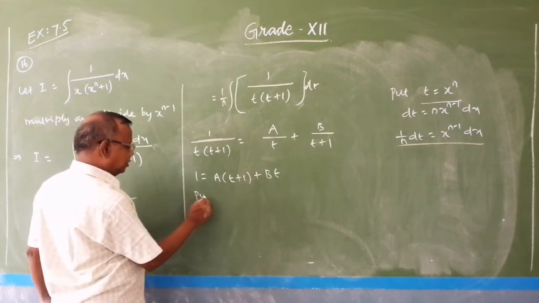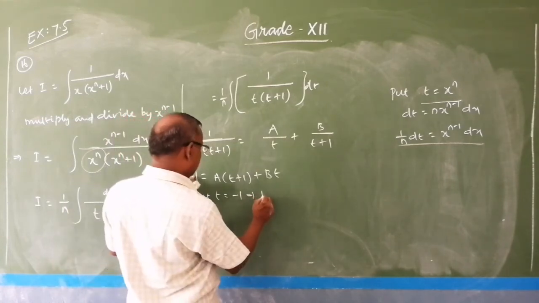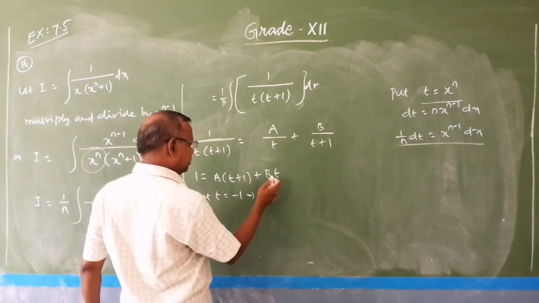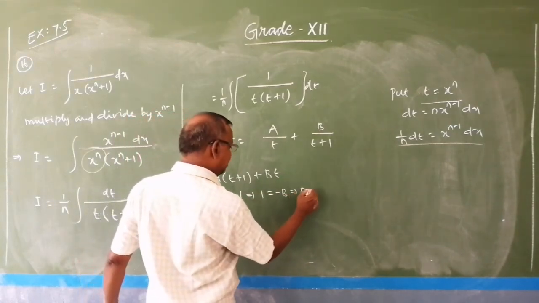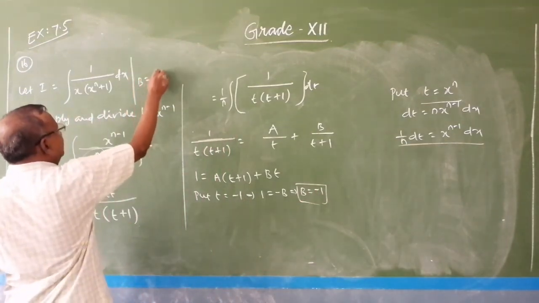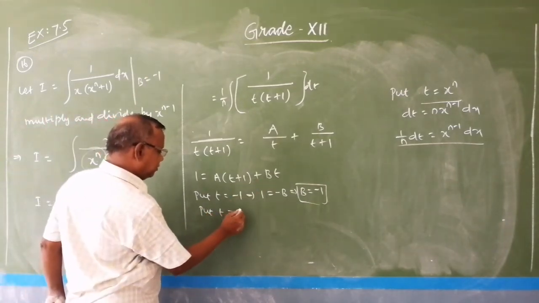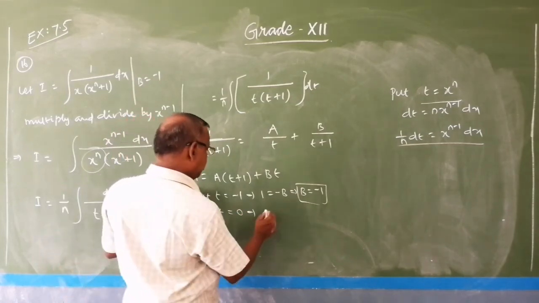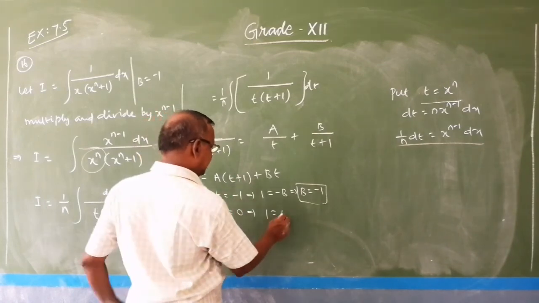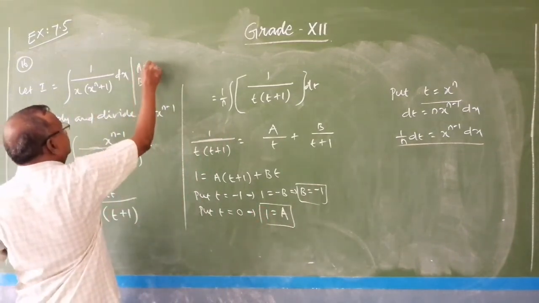Substitute, that is, put t equal to minus 1. So we have 1 equals, minus 1 plus 1 is 0, and here minus 1 means minus b, so we have b equal to minus 1. Now put t equal to 0. So we have 1 equals, this is 0 so it is eliminated, and here 0 plus 1 is 1 into a, so a equals 1.